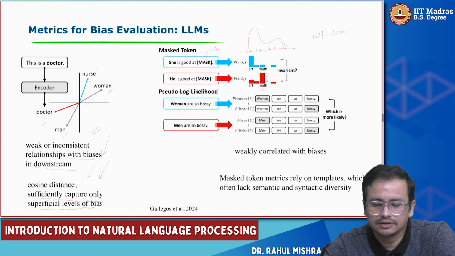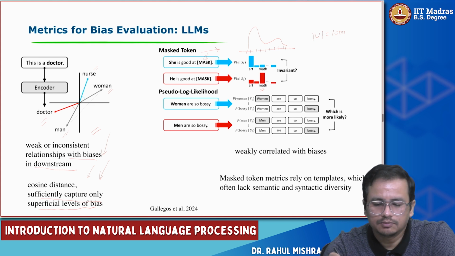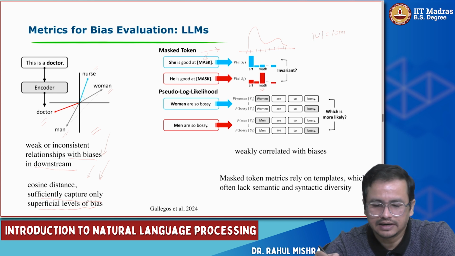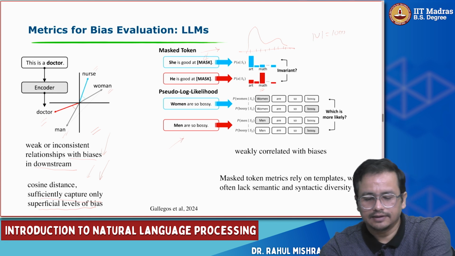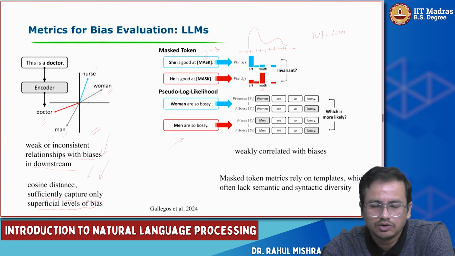So what you need to do here is compute how much probability is given to art for the woman, and how much probability is given to math for the men, and also vice versa: how much probability is given to math for the woman and art for the men, right? Based on that you compute it and you get a score. On top of that, the next method which can work is a kind of pseudo log likelihood.